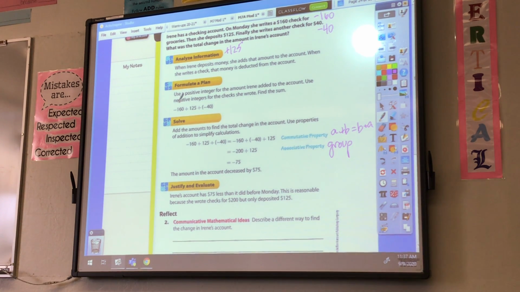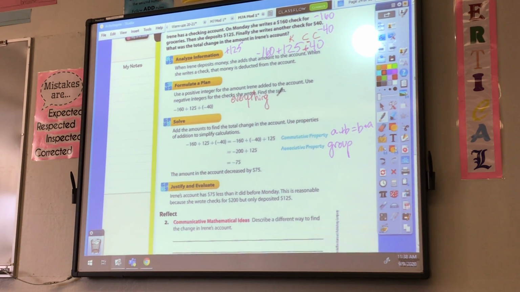So let's see, here we go. We're going to put them all together. 160 plus 125 plus negative 40. Look how they did all addition this time. So they didn't just write negative 160 plus 125 minus 40. They went ahead and did the keep change change. Right there, they changed to addition and changed the sign. And so that's what they did here. They wrote everything using addition. Okay? So everything as addition.